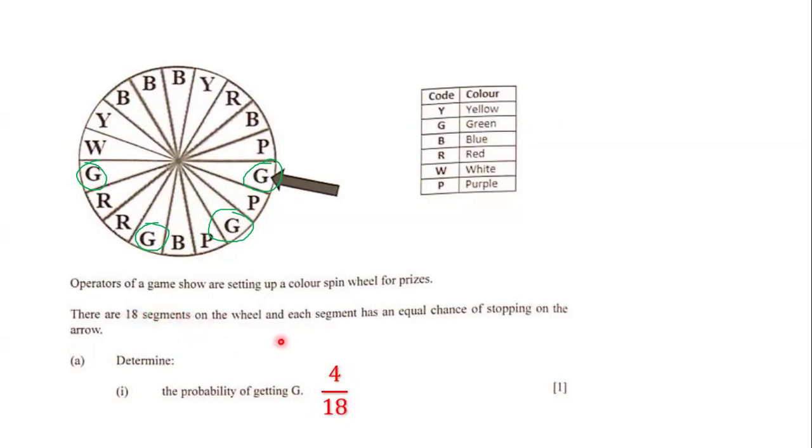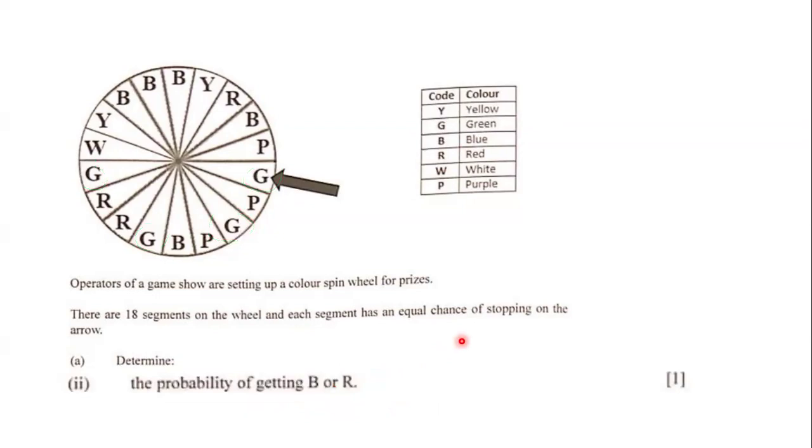Next, we divide both top and bottom by 2. So we divide 4 by 2 and we divide 18 by 2. So 4 divided by 2 is 2 and 18 divided by 2 is 9. So we have 2 over 9. That's the probability of getting G.